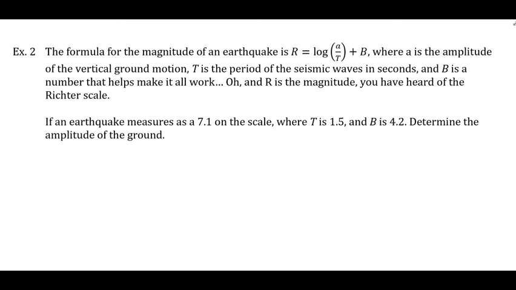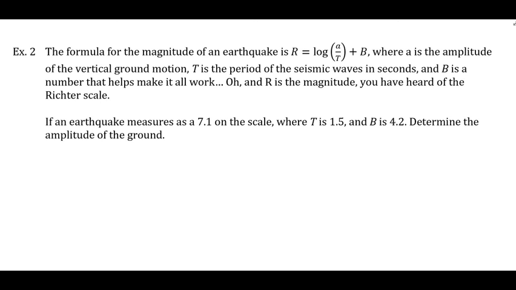Okay, so there's the equation. R equals log of A over T plus B, where A is the amplitude of the vertical ground motion. We know what amplitude means. It actually means the ground moving, which is what an earthquake is, but it's weird to think the ground is actually moving and has an amplitude. So you can measure that amplitude somehow, I guess. T is the period of the seismic waves. Again, we understand what that is. And B is this number that helps make it all work and make sense. It's a little strange, but anyway, that's what it is. And R is obviously that Richter scale number that you've heard of.